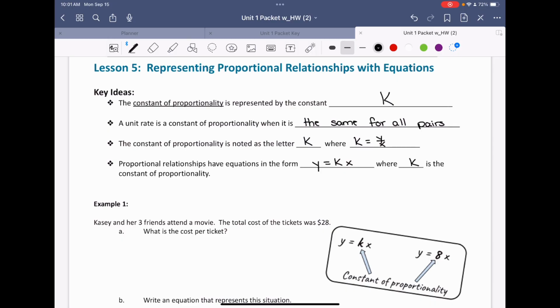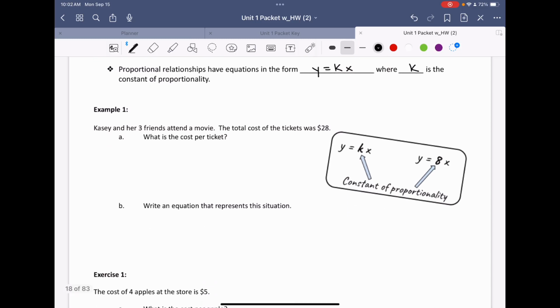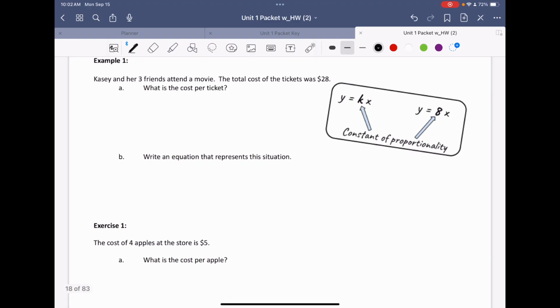Now, what would be very helpful for this lesson is if you have a highlighter with you, so it's going to be easier to see things when we highlight our constant of proportionality and plug it in. So let's go to our first example. It says Casey and her 3 friends attend a movie. The total cost of the tickets was $28. What is the cost per ticket?